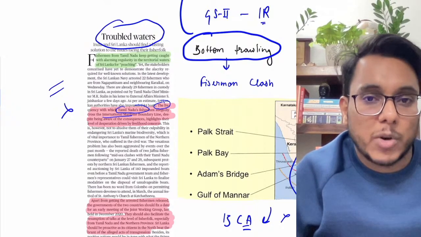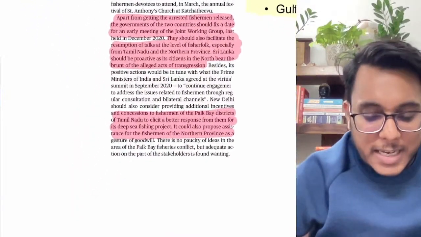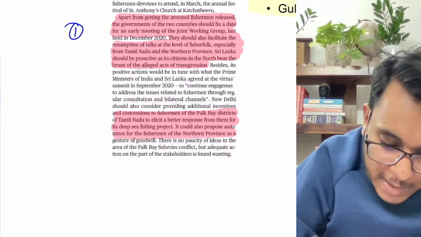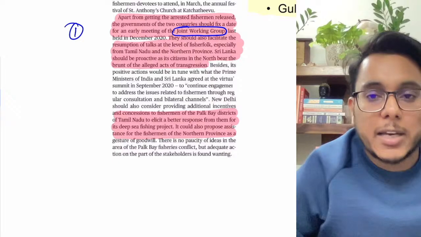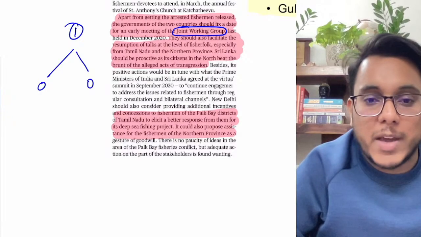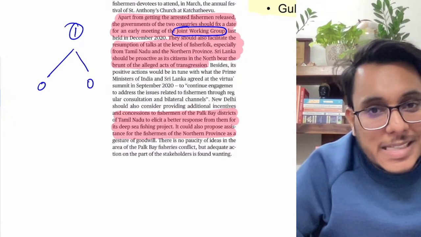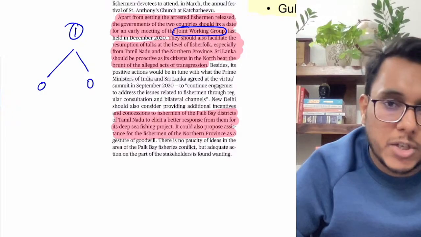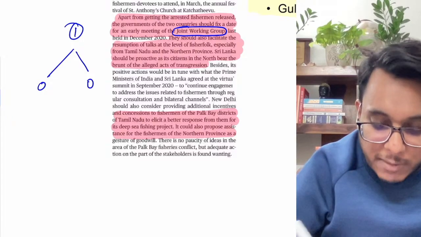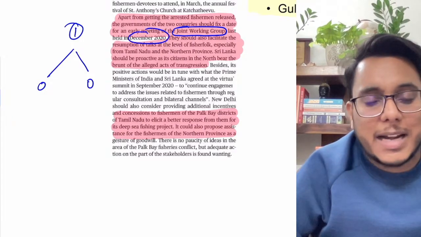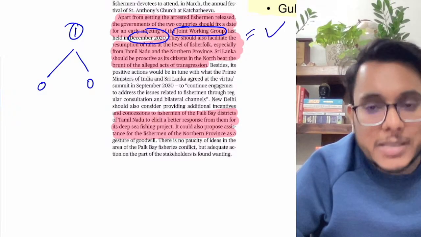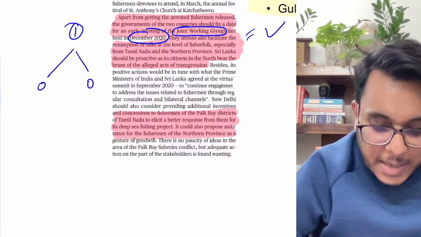Clear? How to deal with this particular matter is very important. Number one, we need to restart the joint working group. Now what is this joint working group? It is an initiative between India and Sri Lanka, where a hotline has been established, and we can discuss all the issues of concern, particularly the fishermen issue. The last meeting of the joint working group happened in December 2020, and now we are in 2022. The entire 2021 had no meeting. So this joint working group needs to be restarted so that all these matters can be discussed.